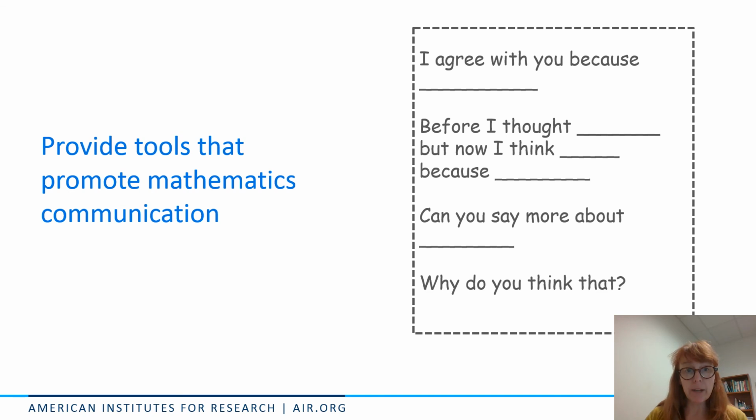Make sure you're providing tools that promote mathematics communication in your classroom. Some posters that show sentence stems and questions that students can use as they think about their own reasoning and inquire of others can be very helpful for them. Also make sure that you're providing a good model for them in your own communication. You need to make sure that you're precise with your language and that you're really talking math when you speak with your students.